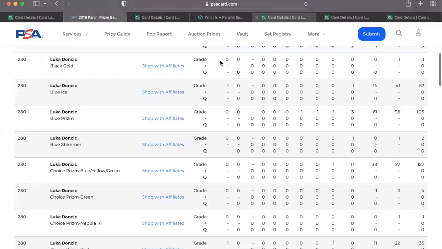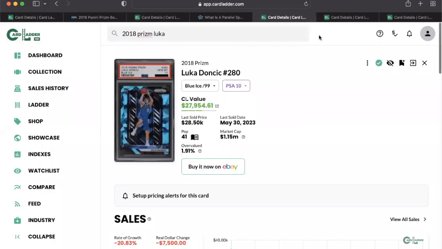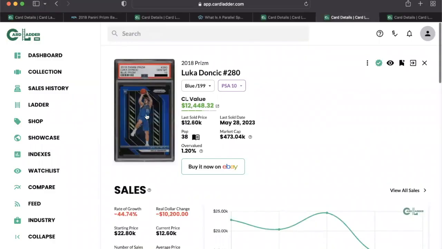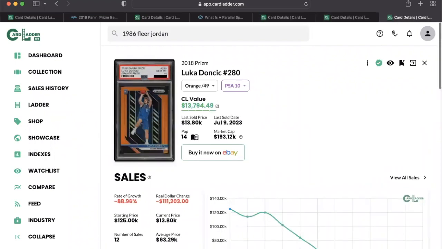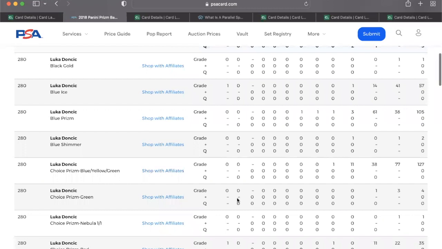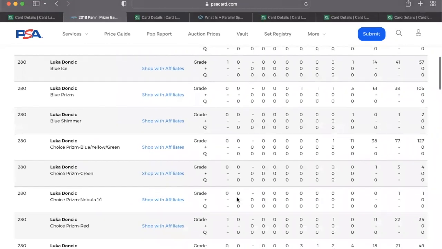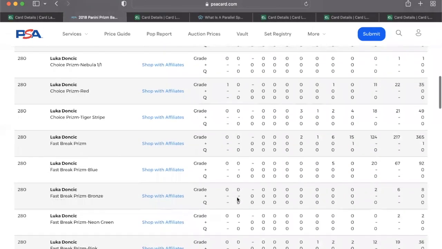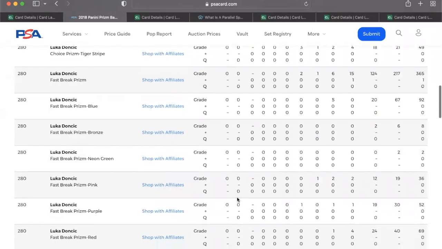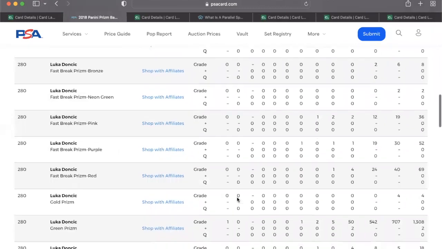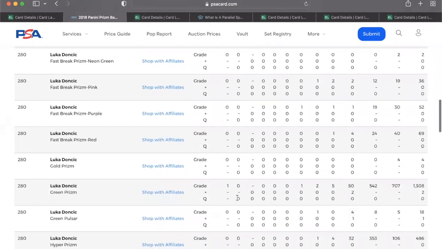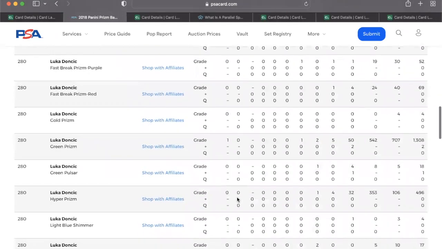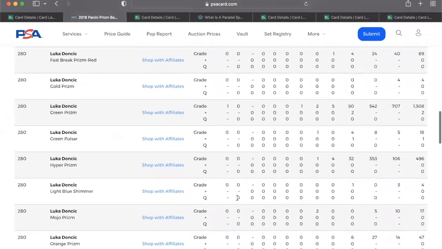So here are a few graded examples. This is one of the blue ice. Again, same card. This is the regular blue. Same card. This is the orange. So I hope that's easy for you to understand. I'm just going to scroll down so you can see how many there actually are, and I'm going to give you the numbers on that. There are actually 36 different parallel Luka Doncic Prism cards that are graded by PSA.